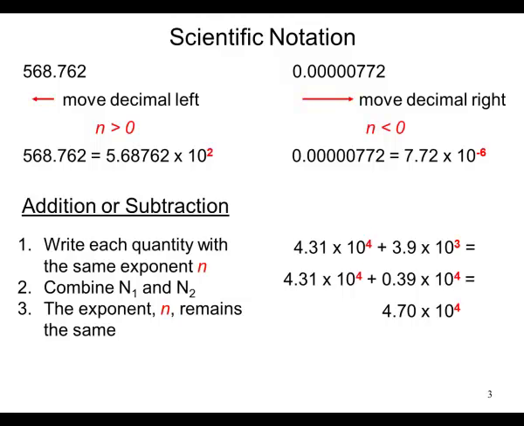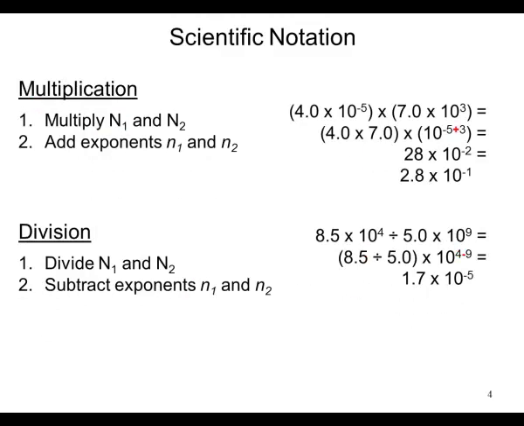The rules for addition or subtraction are shown. You write each quantity with the same exponent. Combine the two numbers and the exponent remains the same. In multiplication, you multiply the numbers, but you add the exponents. In division, you divide the numbers, but you subtract the exponents. If you use your calculator correctly, this will be handled for you automatically.